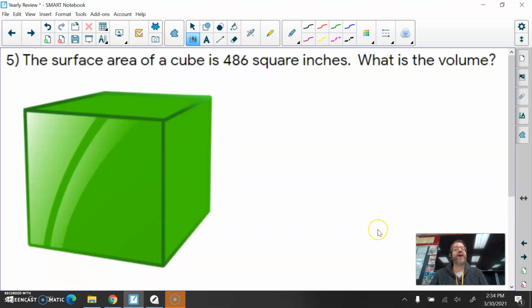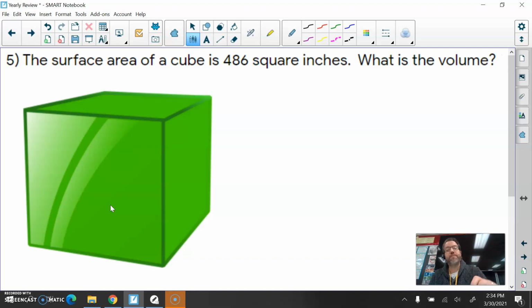All right, number 5, the surface area of a cube is 486 square inches. That's all the part of the cube here that's green. It's not how much it holds inside. It's just the surfaces that are green here. They look kind of plasticky.